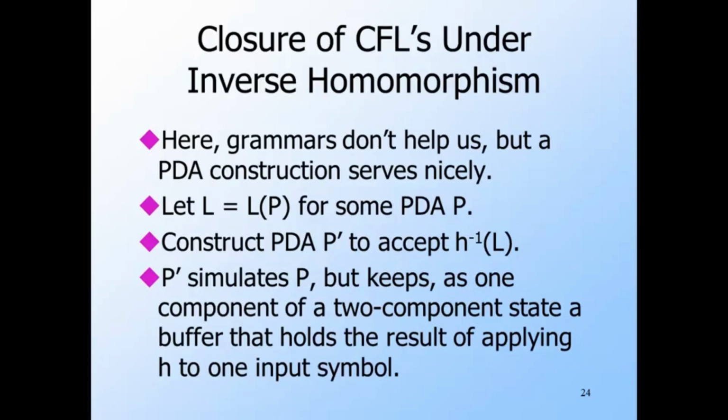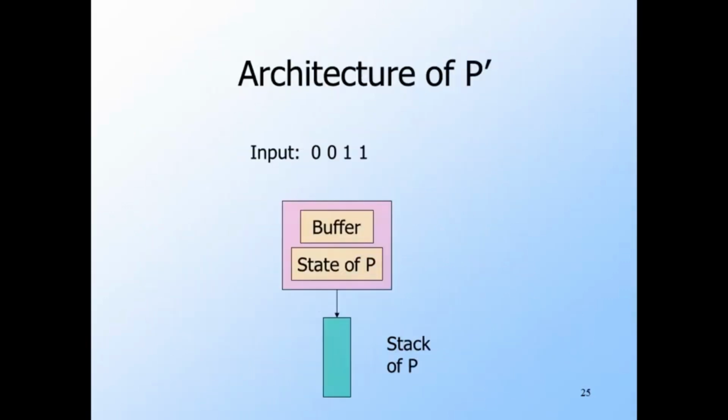It has a state with two components. The first is the state of P, which is important in the simulation. But the second is a buffer that holds a suffix of what you get by applying H to some one symbol. This buffer allows P prime to use the symbols of H of A one symbol at a time to cause moves of P. Here's a rough sketch of what P prime looks like. As mentioned, its state has two components, the state of P and the buffer. We show input 0, 0, 1, 1 as an example only.